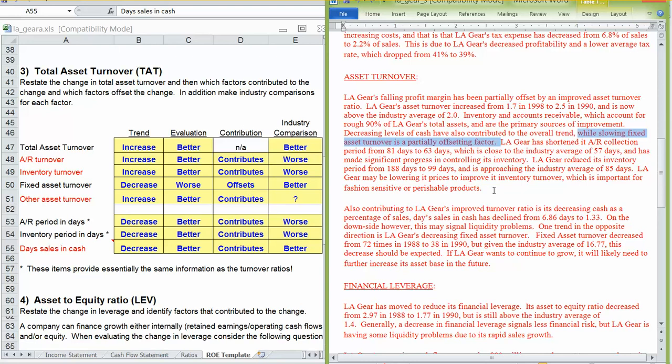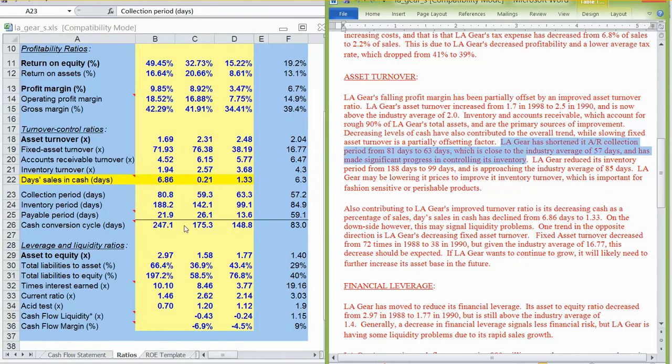Then again, we follow the same format. I want a sentence at least on each one of these. LA Gear has shortened its collection period from 81 to 63 days, which is now close to the industry average of 57 days. And there's our collection period information. Next, tell me about the inventory. Inventory has decreased from 188 days to 99 days, and it's approaching the industry average of 85 days.